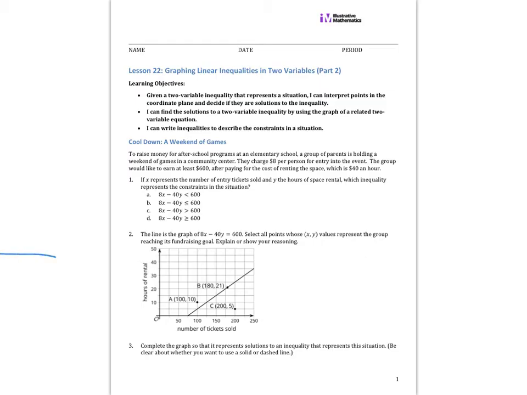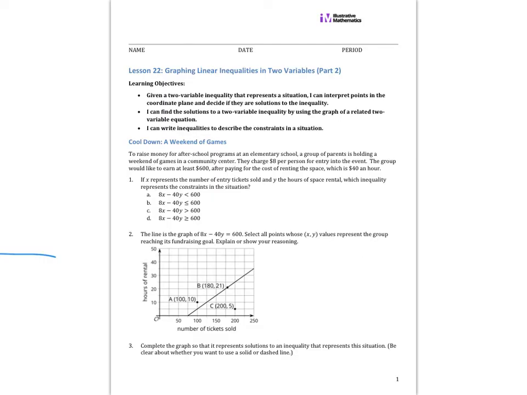In this cool down, it says, to raise money for after-school programs at an elementary school, a group of parents is holding a weekend of games in a community center. They charge $8 per person for entry into the event. The group would like to earn at least $600 after paying for the cost of renting the space, which is $40 an hour. So question 1 says, if x represents the number of entry tickets sold and y, the hours of space rental, which inequality represents the constraint to the situation?